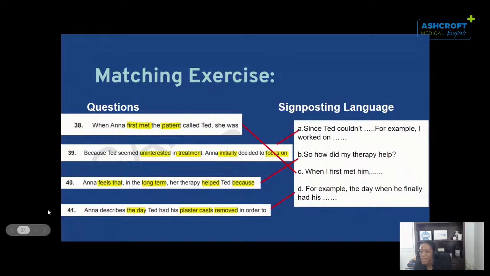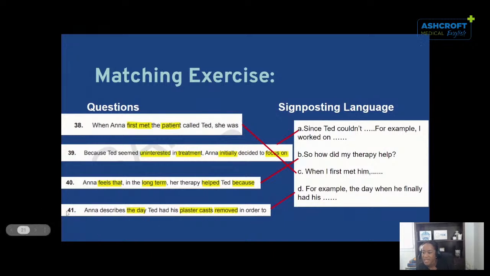Okay, number 40 here, we can see a rhetorical question used. Now, rhetorical questions are another form of signposting to watch out for. She asked a rhetorical question, "so how did my therapy help?" And then goes on to answer that question. And this links to this. Anna feels that in the long term, her therapy helped Ted because.